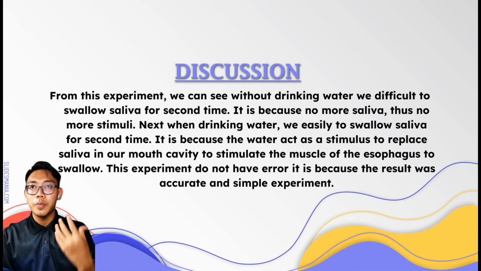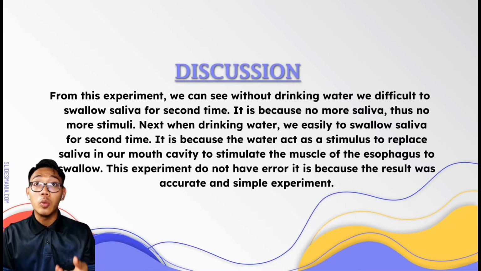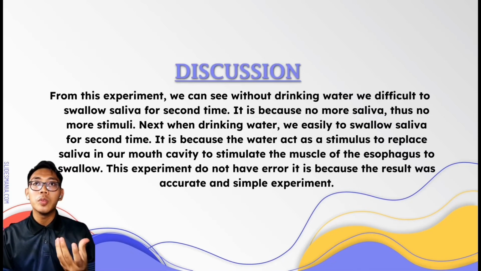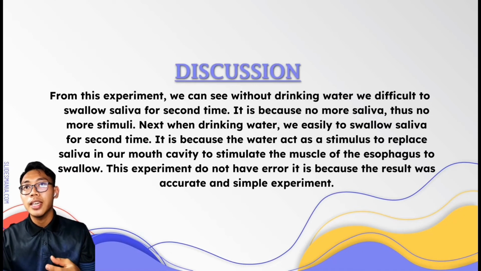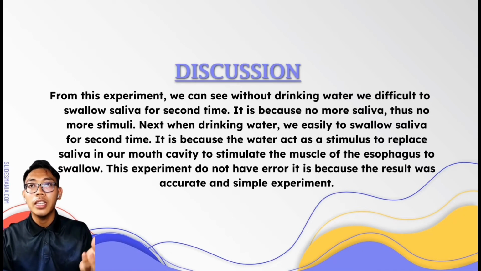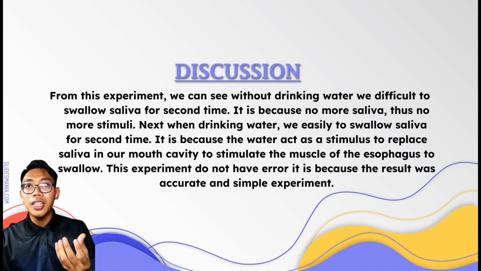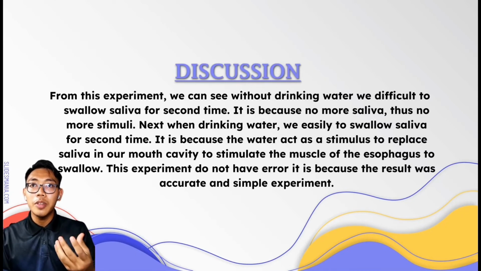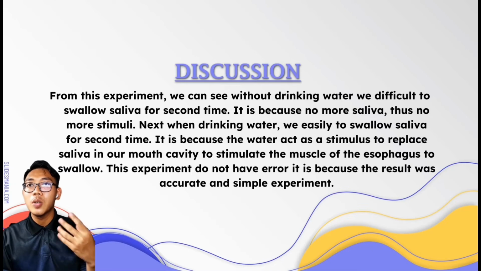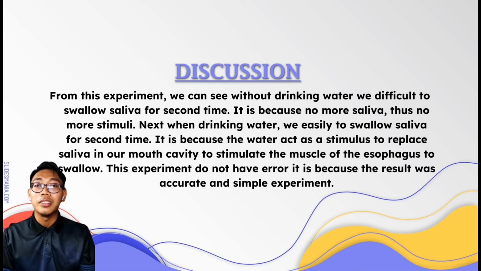Discussion. From this experiment, we can see that without drinking water, it is difficult to swallow saliva the second time. It is because there is no more saliva, there's no more stimulant. Next, when drinking water, we can easily swallow saliva the second time. It is because the water acts as a stimulus to replace saliva in our mouth cavity to stimulate the muscle of the esophagus to swallow. This experiment does not have error because the result was accurate and it is a simple experiment.